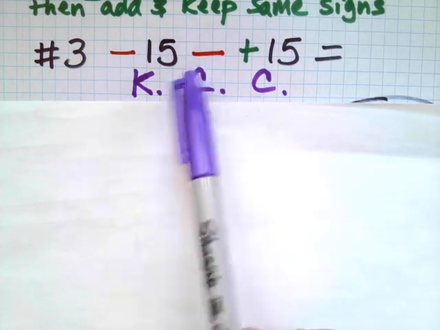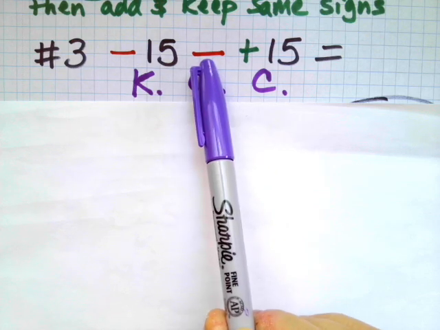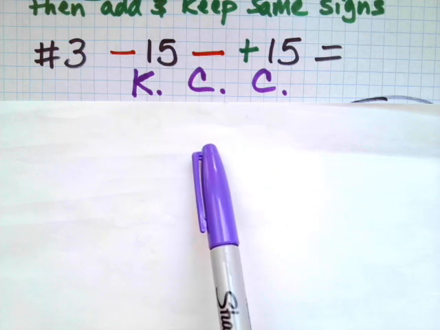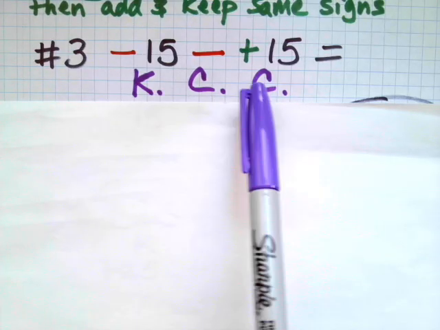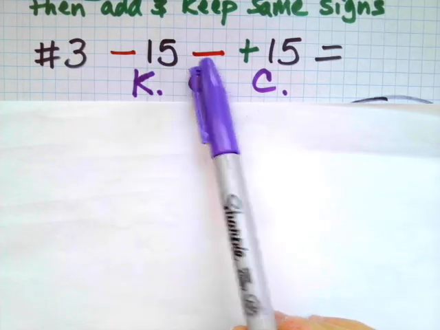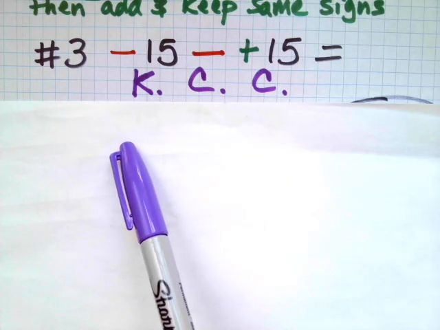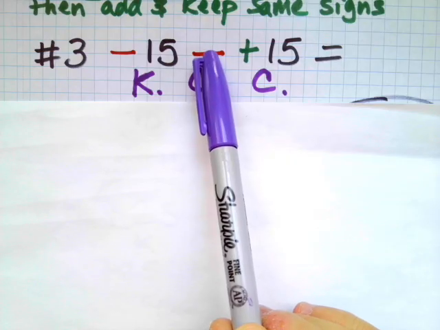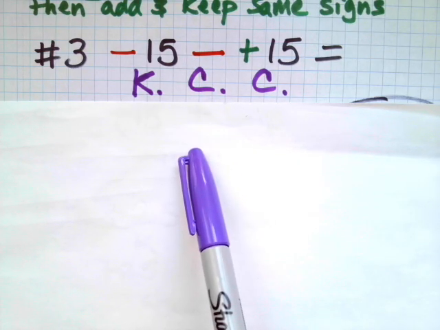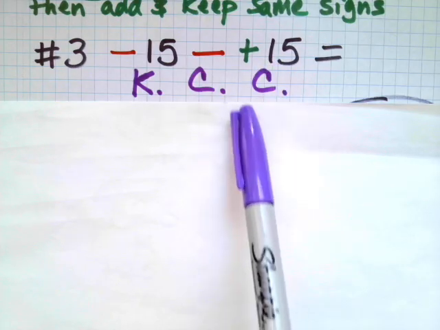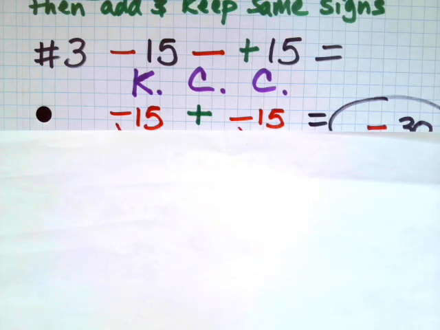Number 3. And remember, this keep, change, change is only for subtraction, because it's going to change it into an addition problem. Follow the addition rules after K.C.C., or keep, change, change. So negative 15 minus a positive 15, you're going to keep it a negative 15. You're going to change that subtraction into a plus. You're going to change the positive 15 into a negative 15.